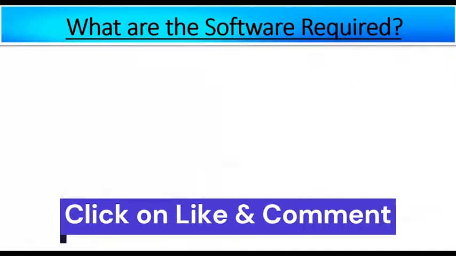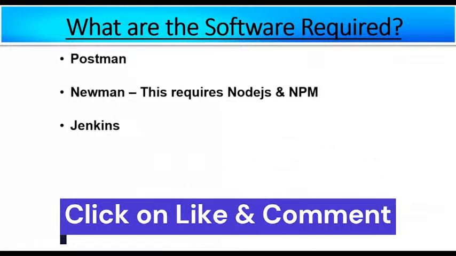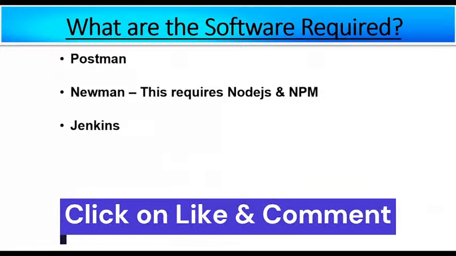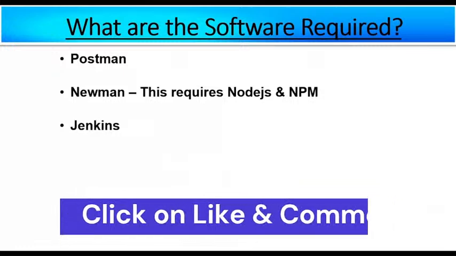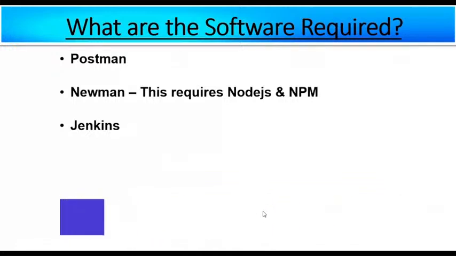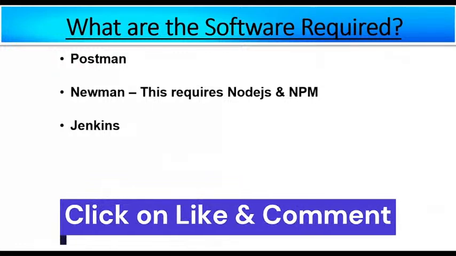Now let's discuss what software is required for this entire course. Firstly, we need Postman. Then the second software is Newman. We need Newman when we are executing our API requests and tests from the command prompt.